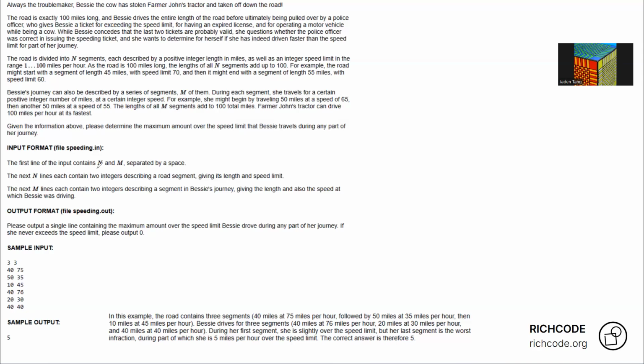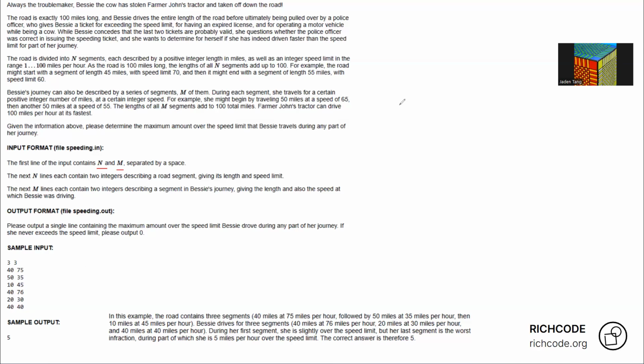The input is like this. The first line is N and M, and then the next N lines describe a road segment, giving how long it is and its speed limit. Then the next M lines after those N lines give us two integers describing the length of a segment that Bessie drove and the speed that Bessie was driving.